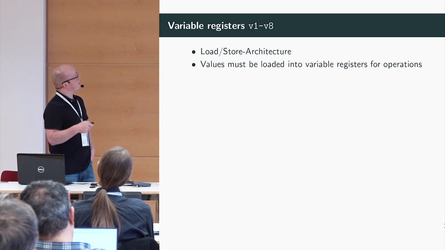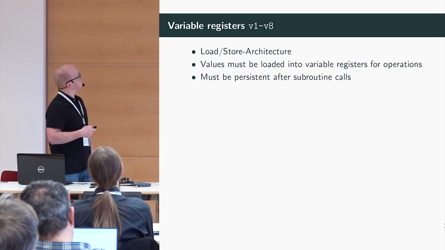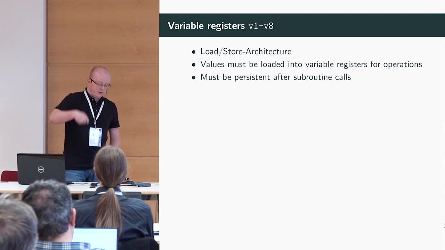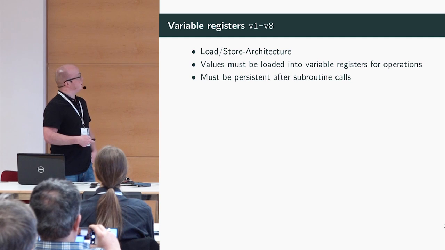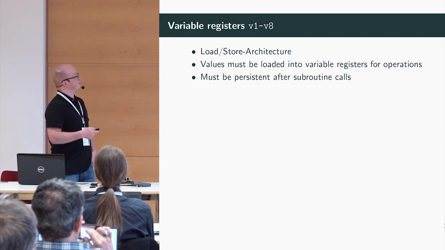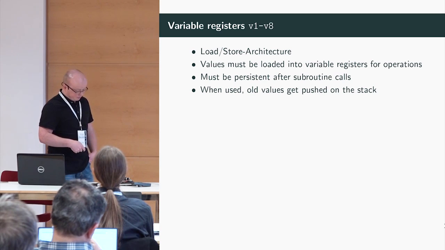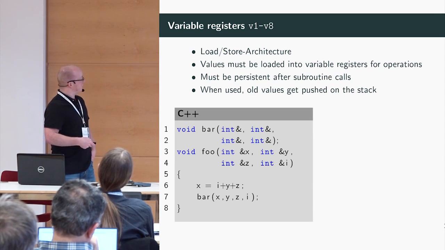And that's the point: they are persistent. That is, if I change them, I need to store the old value and restore it once my function leaves. So I can't randomly just write stuff in there. And normally the old values get pushed on the stack. And that's how it looks.